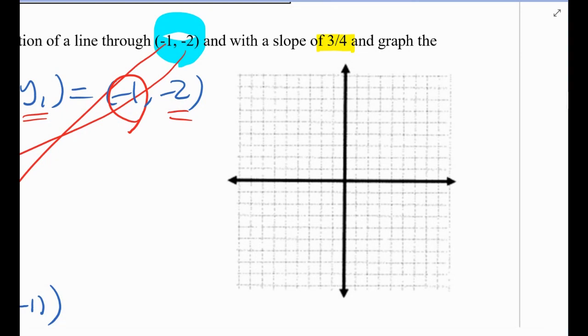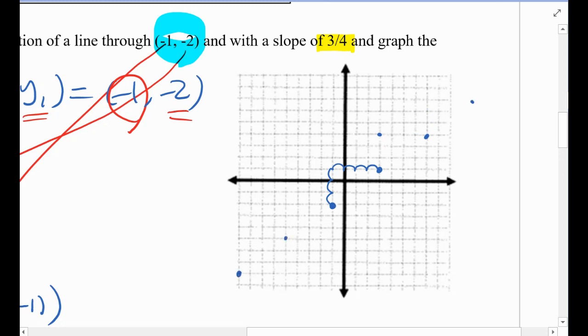Okay, then let's draw it. So now we're starting from the point (-1, -2). So this is the starting point. Let's just start at (-1, -2), which is here. And rise over run is 3 over 4. So rise 3: 1, 2, 3, and walk over 4: 1, 2, 3, 4. So we do it again. Rise 3, run 4. Rise 3, run 4 will be here.